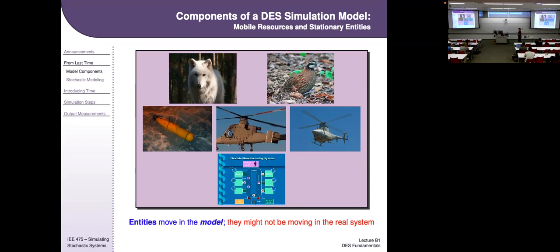Resources are things that are always there, even if they're moving, and entities are things that generally come into existence and maybe change their shape and then have an opportunity to leave. Okay. And that'll become more clear with more examples, I think.